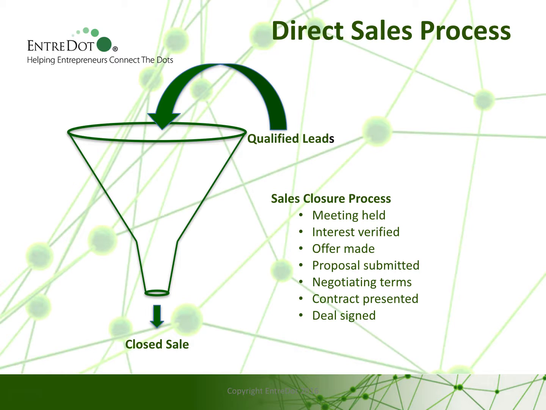But in the case where a direct salesperson has to be involved, then there's a process. It's a process that ultimately reaches the closure of the sale, going through such steps as holding the meeting, validating the interest they have in your product or service, making an offer, submitting a proposal. The result from that is negotiating the terms of the proposal, presenting them a contract and getting it signed, and you've got a deal. And you reflect all this in your customer relationship management database with all the follow-on tasks that are required to take a much more complex process and bring it to closure.